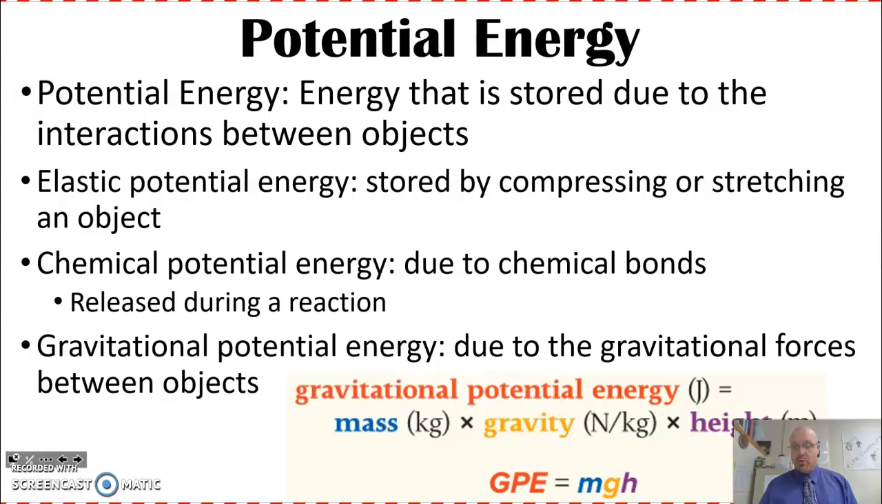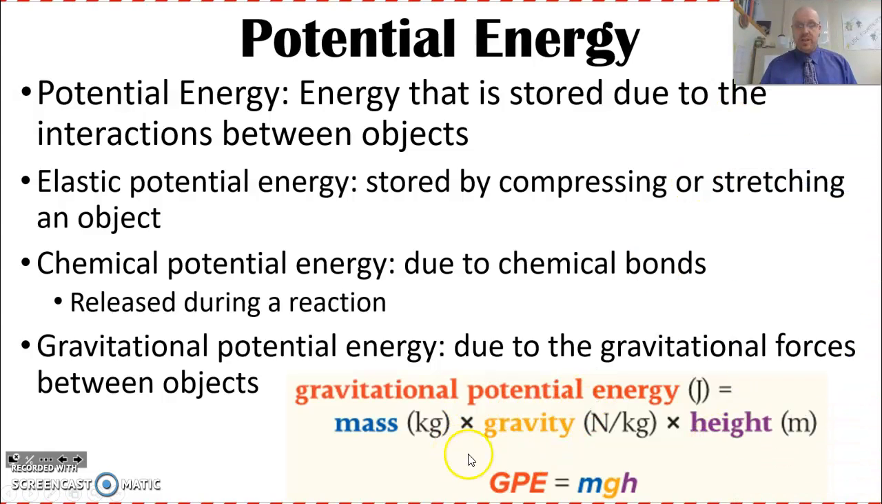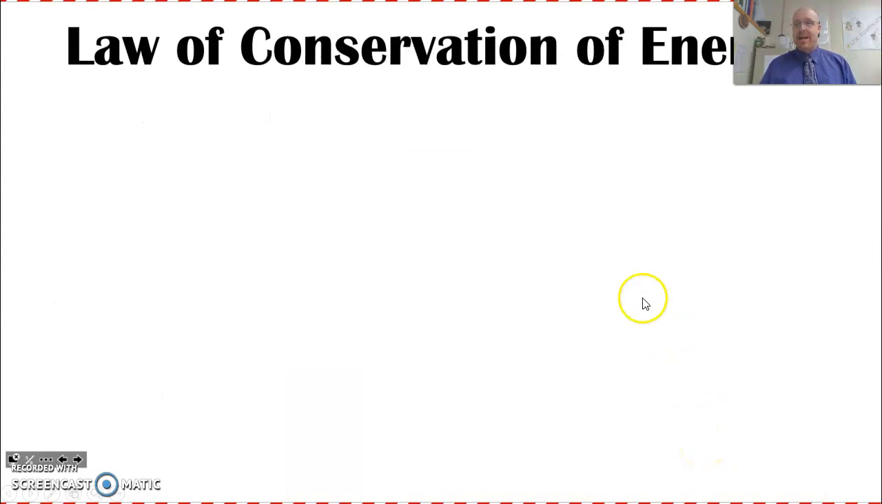Our formula for gravitational potential energy is right here. Potential energy is mass times the gravity, which is newtons per kilogram, and multiply that times the height, so mgh. Right? Potential energy is mass, times the acceleration of gravity, times the height.